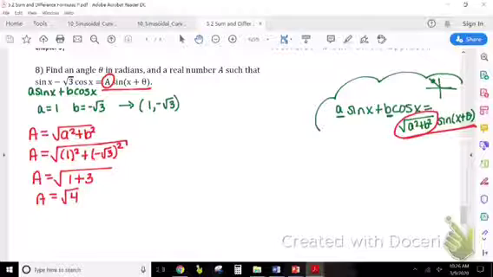Well, remember, a negative squared is a positive, right? And a square root and a square cancel each other, so it just becomes 3. All right, so there's a.